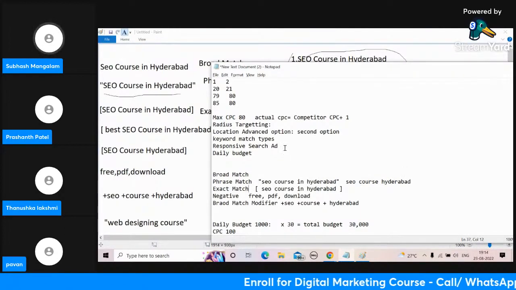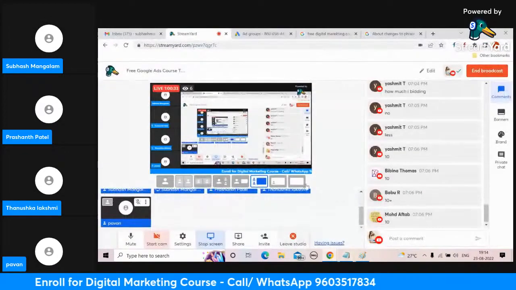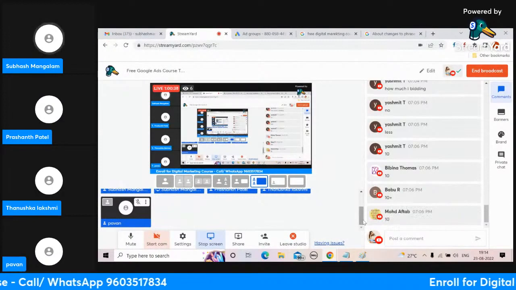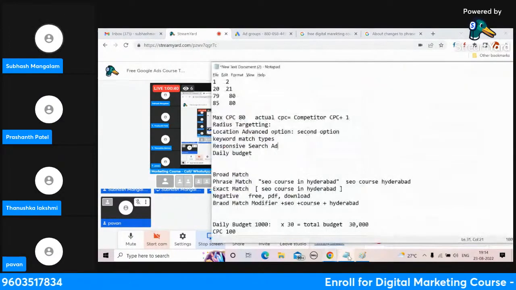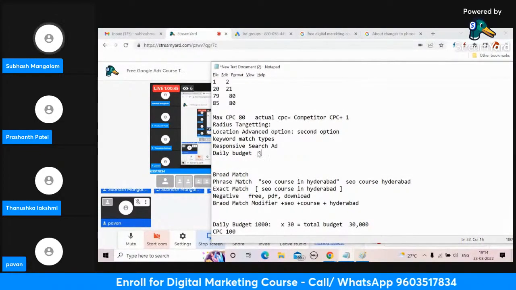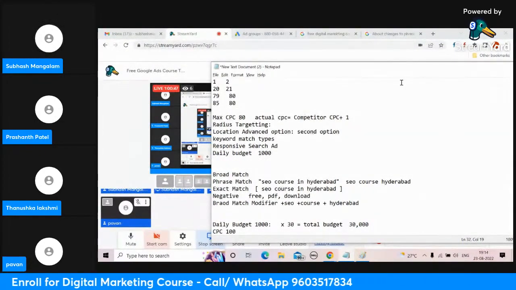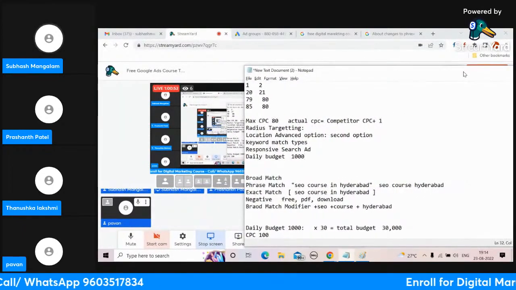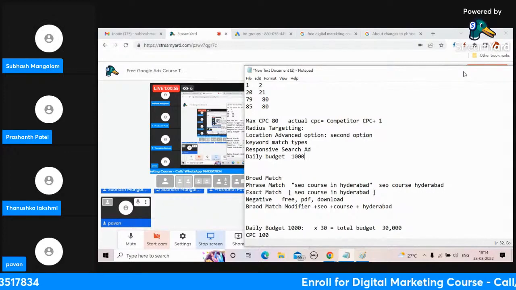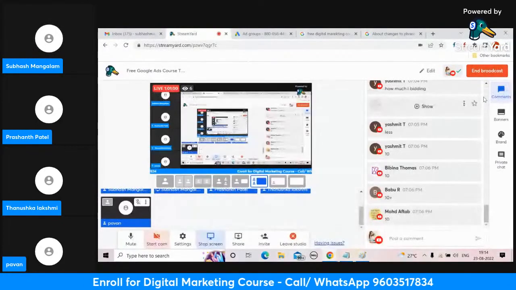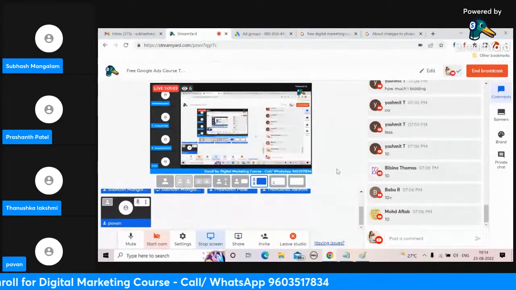What is a responsive search ad? Headline 1, headline 2, headline 3, but here you can have 15 headlines. This kind is called a responsive search ad. If your daily budget is 1,000, how much amount will be deducted? Less than or equal to 1,000, but sometimes twice. So 1,000, less than 1,000, or twice. Correct? Okay. Thank you guys.